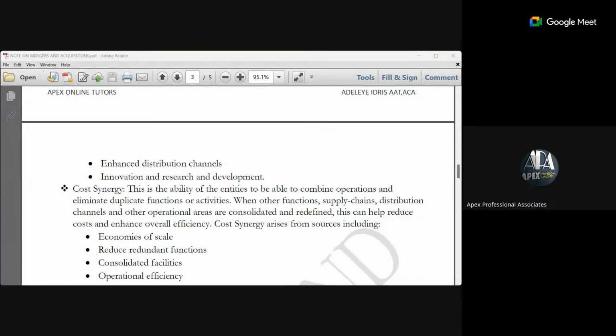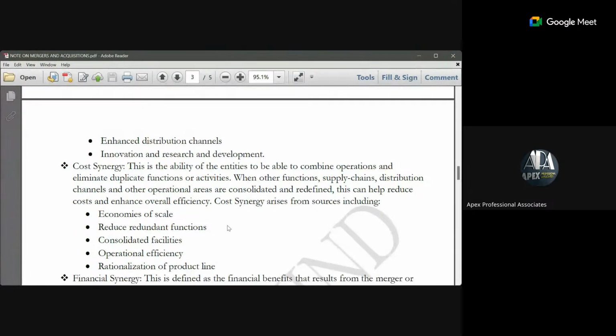All right. So in our last class we paused at revenue synergy. So today we'll proceed from there where we'll be talking about the cost synergy, which is the ability of the entity to be able to combine operations and eliminate duplicate functions or activity. So we already explained what synergy is, which is the value that is created from the coming together of two businesses to form one.